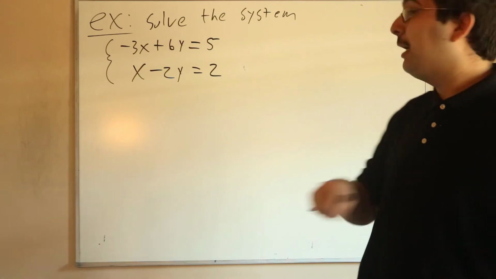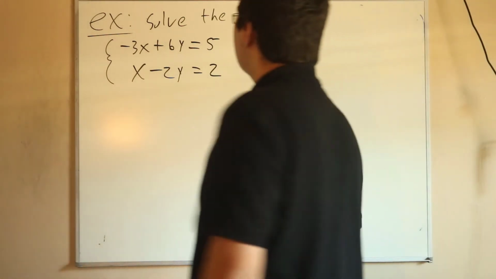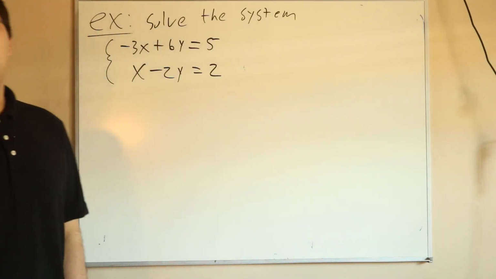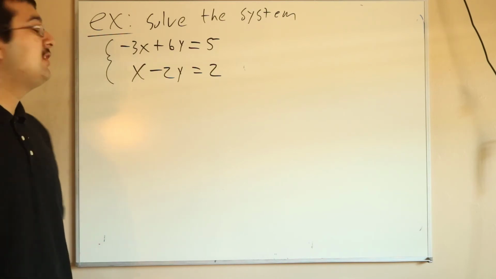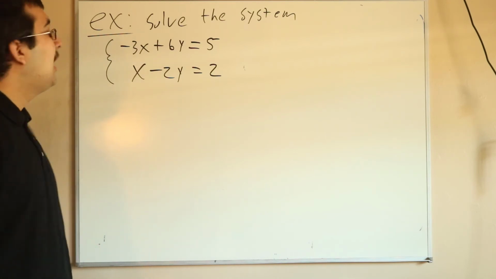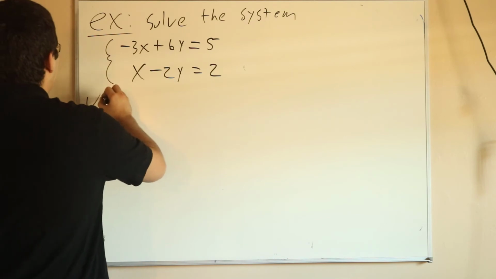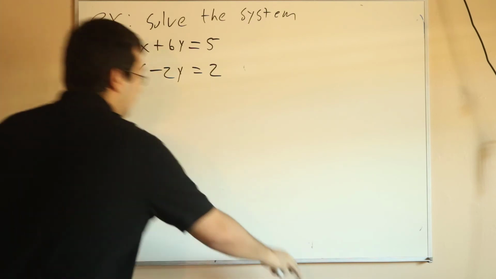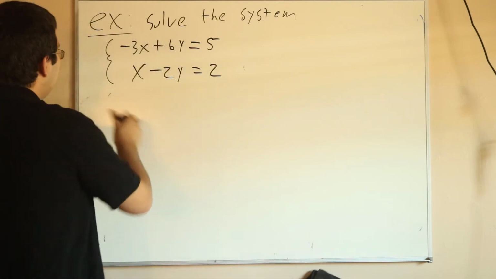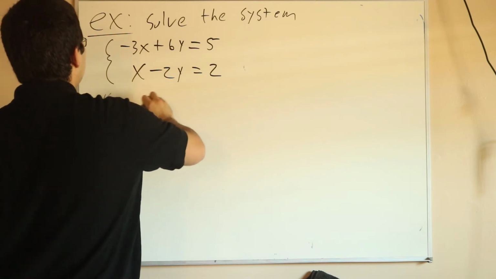Okay, so for our next example, we're going to consider the following system. Minus 3x plus 6y equals 5, and x minus 2y equals 2. And as I said, I'm going to solve this with elimination. So use elimination.